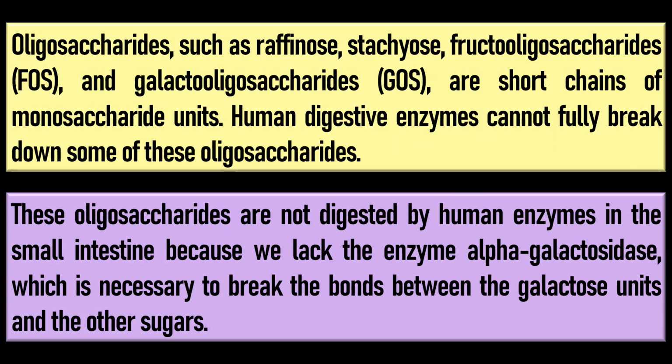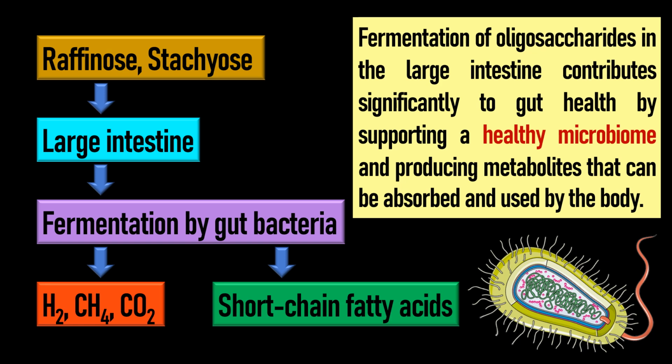Oligosaccharides, such as raffinose, stachyose, fructooligosaccharides, and galactooligosaccharides, are short chains of monosaccharide units. Human digestive enzymes cannot fully break down some of these oligosaccharides. These oligosaccharides are not digested by human enzymes in the small intestine because we lack the enzyme alpha-galactosidase, which is necessary to break the bonds between the galactose units and the other sugars. When raffinose and stachyose reach the large intestine, they are fermented by gut bacteria, producing gases like hydrogen, methane, and carbon dioxide, as well as short-chain fatty acids.